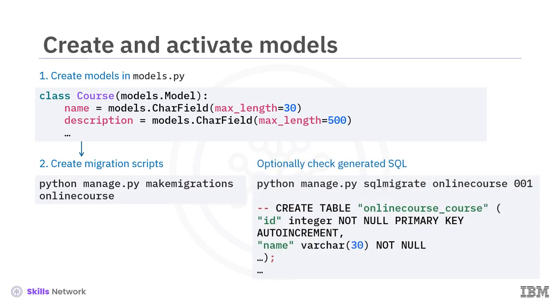To see more details about the SQL statements for the migration, we could run python manage.py sqlmigrate onlinecourse 0001. Here, an onlinecourse_course table will be created. Run python manage.py migrate to run the migration scripts.